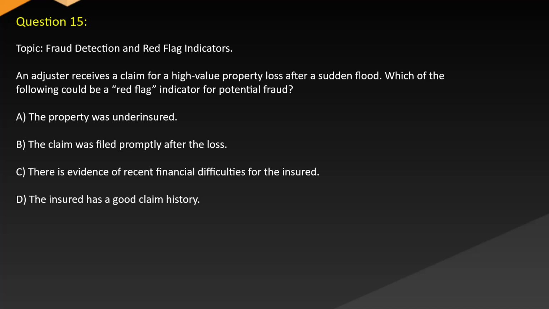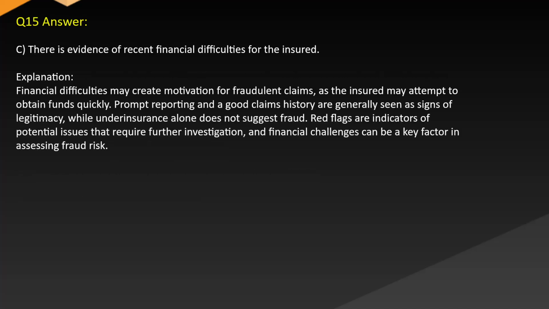Question 15. Topic: Fraud detection and red flag indicators. An adjuster receives a claim for a high-value property loss after a sudden flood. Which of the following could be a red flag indicator for potential fraud? A. The property was underinsured. B. The claim was filed promptly after the loss. C. There is evidence of recent financial difficulties for the insured. D. The insured has a good claim history. Answer: C. There is evidence of recent financial difficulties for the insured.